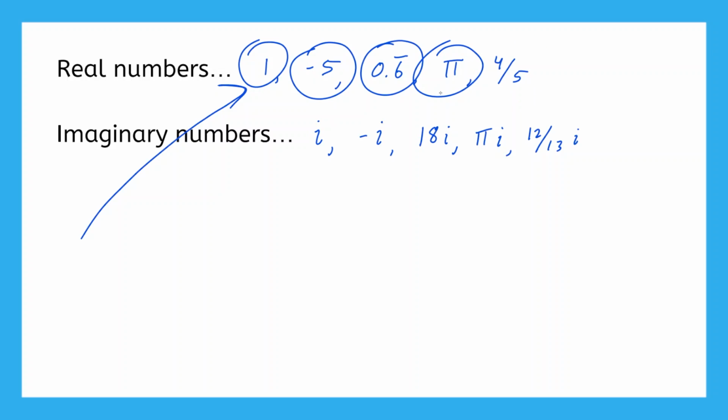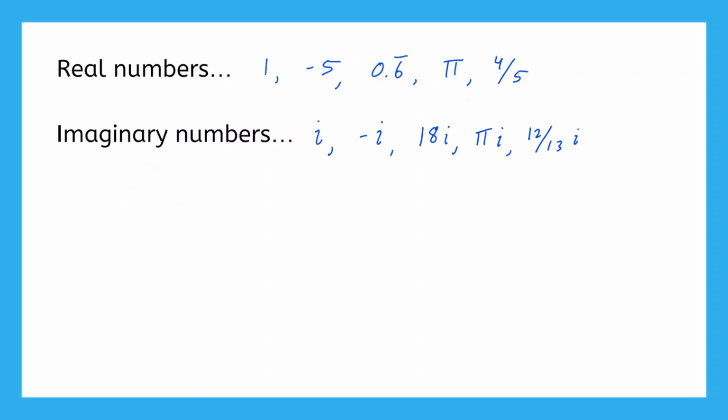And lastly, even a fraction is considered a real number. Now, let's look at this list down below of imaginary numbers and make some observations. Okay, well here we have i. What's another way to think of i? Well, it's like saying 1 times i, right? Just like the second example is -1 times i, or you can just say -i. So what are we seeing here? Well, an imaginary number is actually a real number times that imaginary unit that we call i.